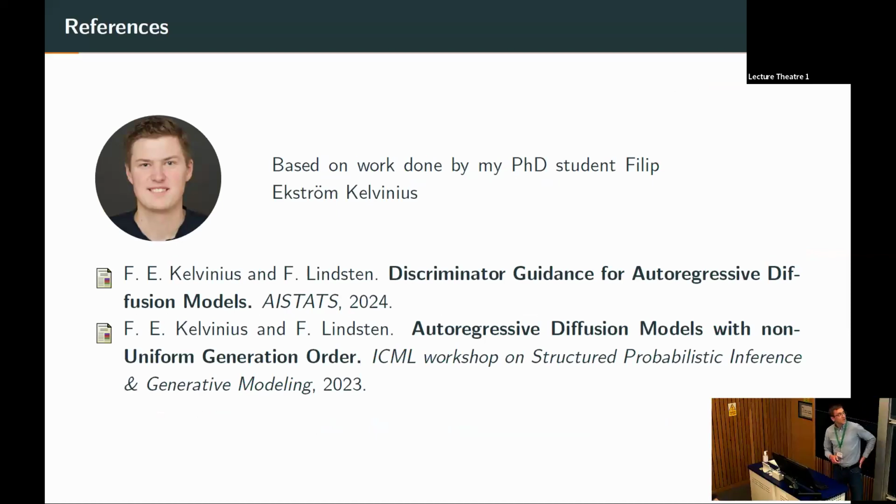I should mention before I start that this is based on work of my PhD student, Fredrik Lindsten. The main part of the talk is based on a paper he presented after the stats a couple of weeks ago.